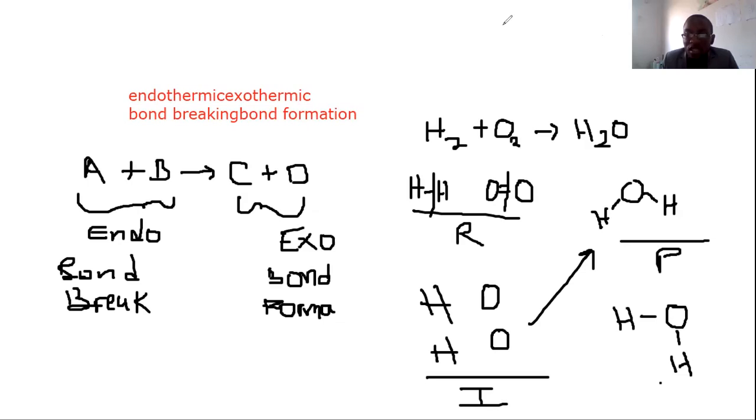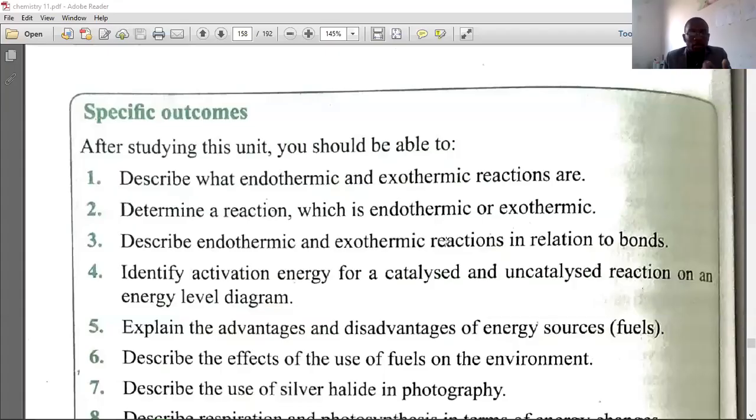From there, we can now look at what we call the energy level diagram. Basically, that is the description of endothermic and exothermic in relation to bonds. Endothermic is bond breaking: the reactant particles break their bonds. On the other side, in the formation of the products, energy is released as the atoms rearrange and form the product, which is an exothermic reaction.